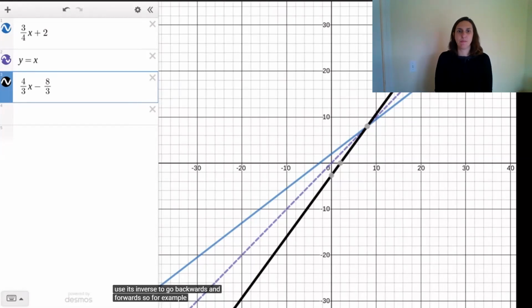So for example, if I put into f of x 12, I get 3/4 times 12 plus 2.